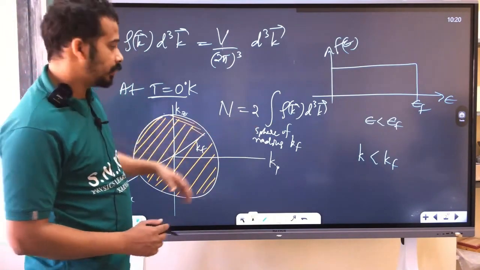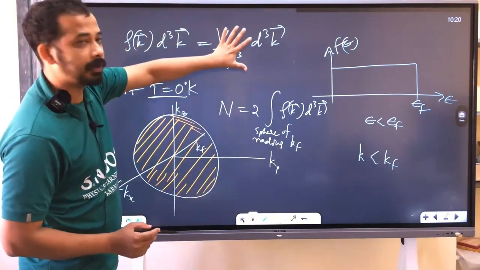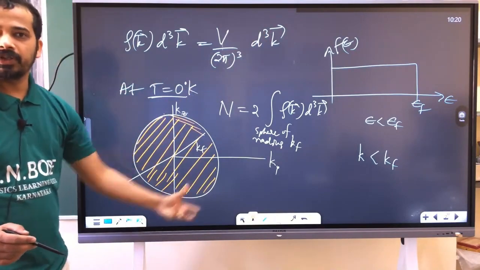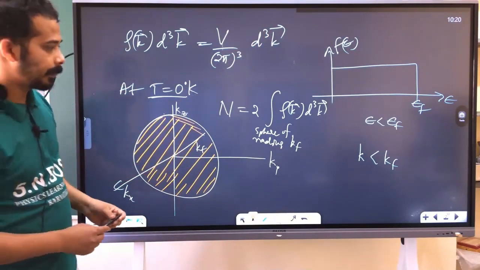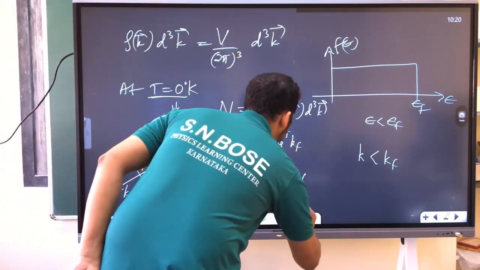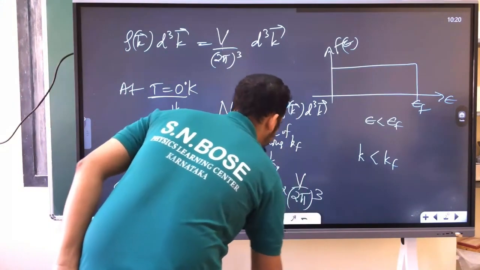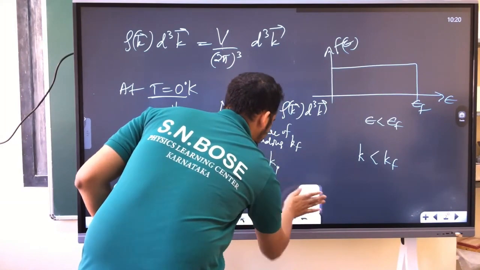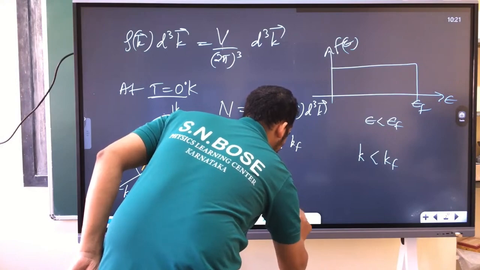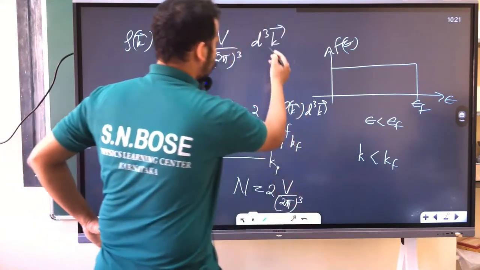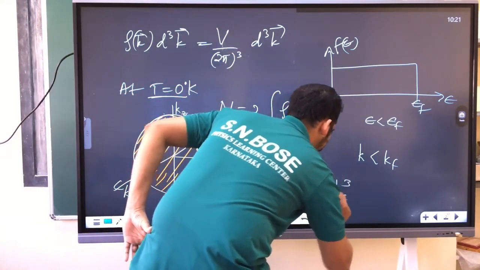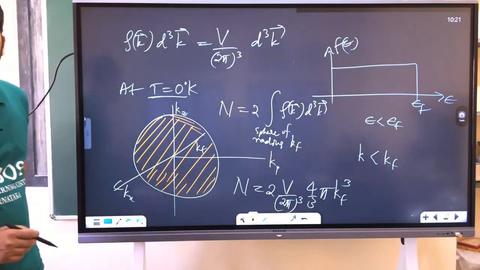Is that okay? Then if you integrate this part within a sphere of radius k, what will happen? This is d cube of k within a sphere, that is 4 by 3 pi kf cube. Got my point? This number is equal to 2 into V by 2 pi the whole cube, into the integral of d cube of k within the sphere, that's nothing but 4 by 3 pi kf cube. Here you directly got that expression.